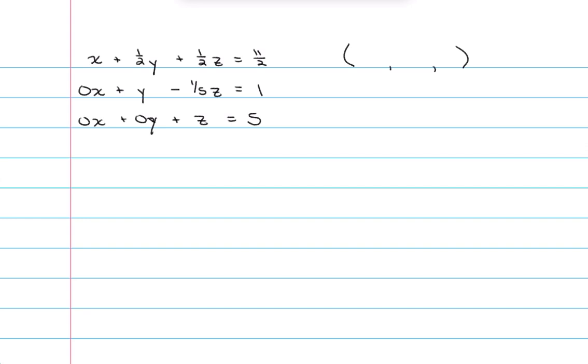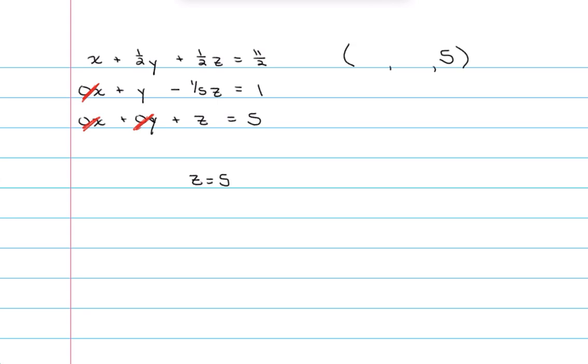So if I were to clean up these guys, look what happens. I have 0x. Well, that's just 0. So this equation is really just y minus 1/5 z equals 1. And then the one below it is 0x plus 0y, that's just 0, plus z equals 5. So if you look at that bottom row, we already know what our z value is. It equals 5. 1z equals 5. Awesome.